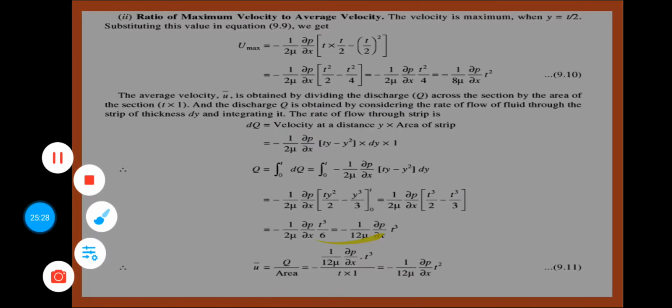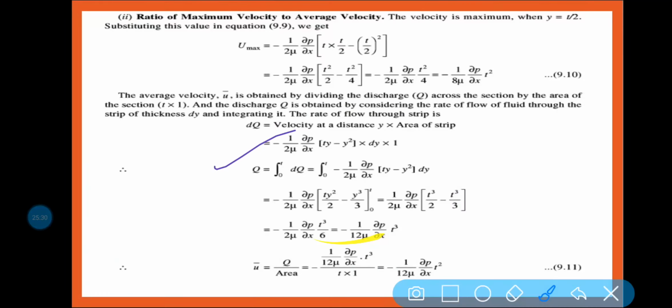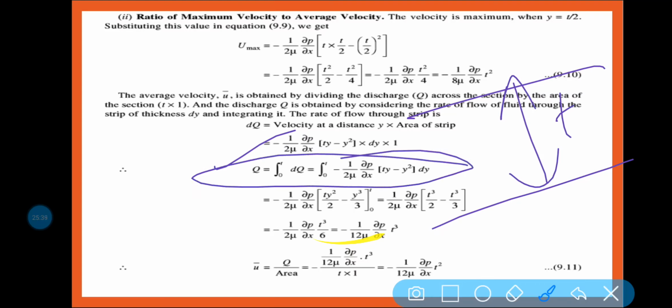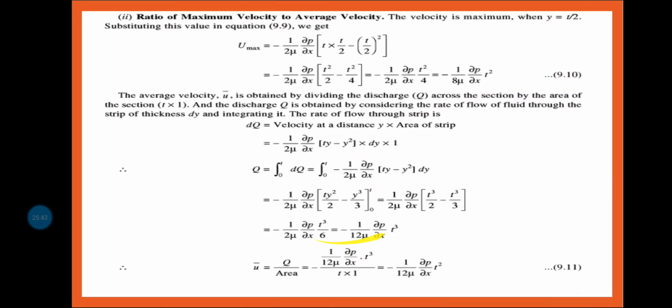Now if I am integrating, the limit is 0 to t, so the total limit is 0 to t. This is your equation. After solving this equation you will get Q equal to 1 by 12 mu del p by del x into t cube, very important. So we get a cubic equation in t.